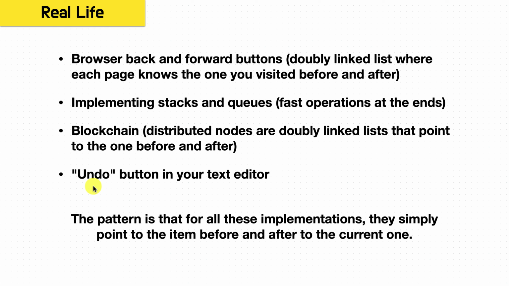And finally, the undo button in our text editors functions like a linked list. It's very similar to a back and forward button in a browser, where it just remembers the previous state and you can walk backwards or undo and follow each one to the next version. So the pattern for all of these is that we simply maintain a reference to the item before or after the current one that we're looking at.